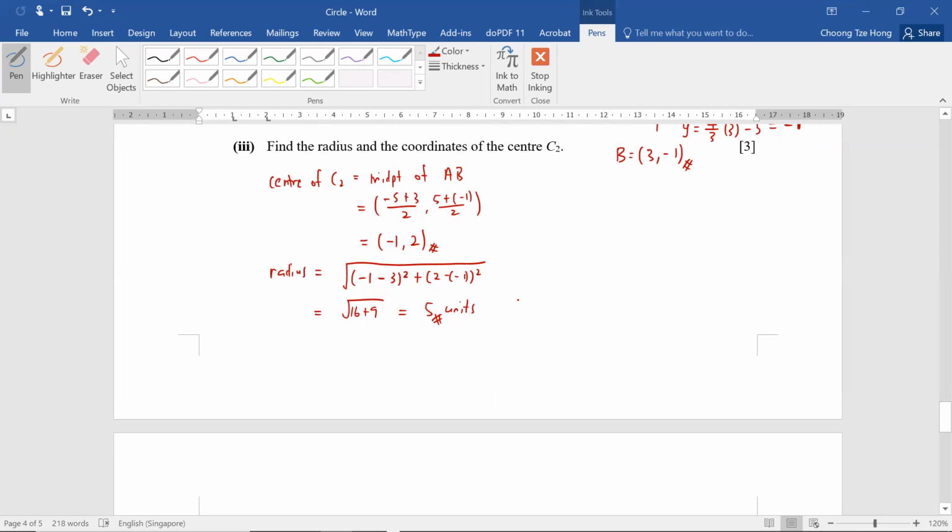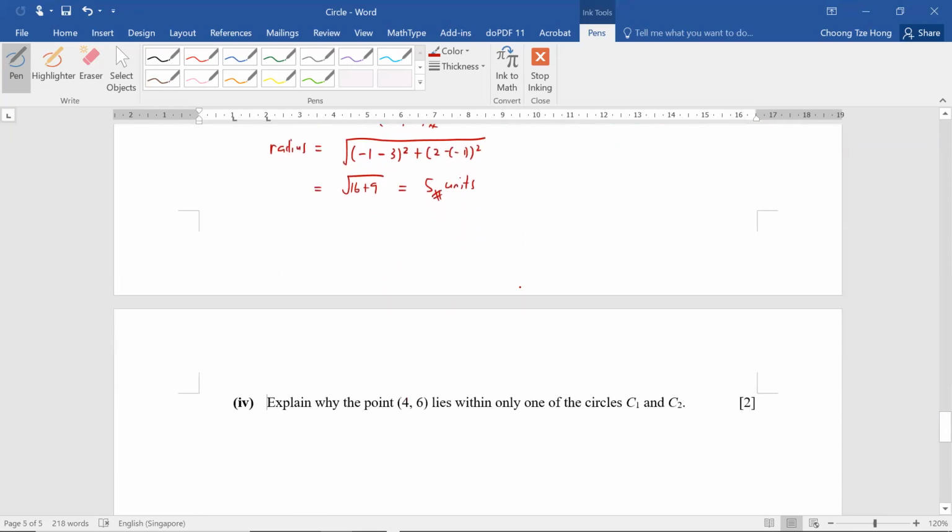That is when you have 2 endpoints of the diameter. The last one will be the idea that we discussed just now: how to decide whether a point lies within the circle, on the circle, or outside the circle. Explain why the point 4, 6 lies within only one of the circles. Basically, we are going to find the distance from the point 4, 6 to the center of both circles and then compare it to their radius. Let's do that.